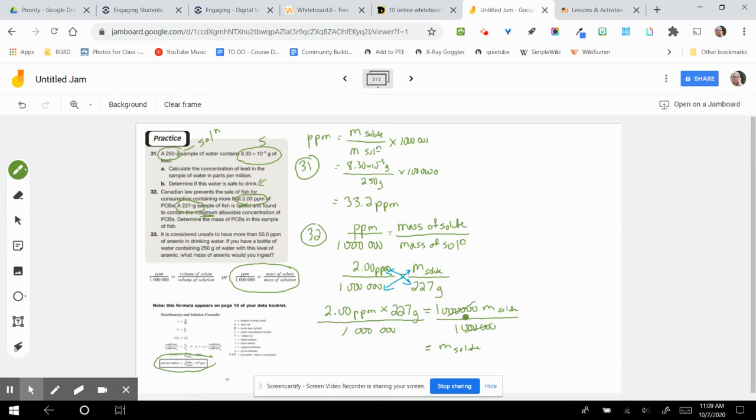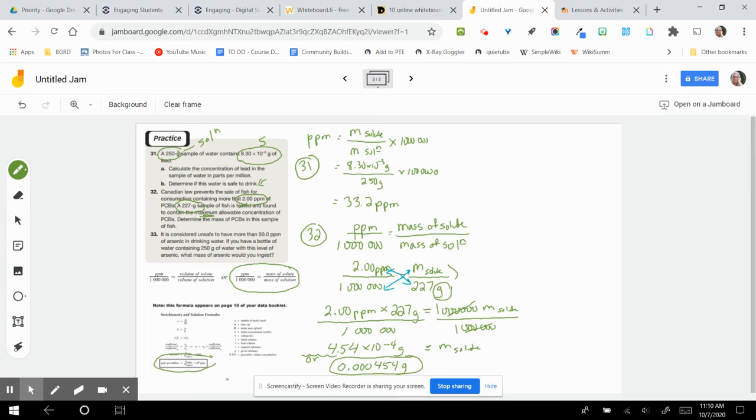So we're going to go 2 times 227, and then divide by 1,000,000. On my calculator, I get 4.54 times 10 to the negative 4. Or you can write that by moving the decimal over 4 places: 1, 2, 3, 4. So it's going to be 0.000454. And our units are going to have to be in grams because that was what our fish was in. So the same units have to be on top as well. So this is in grams. So either of those numbers is acceptable. Yeah, so there's your answer.